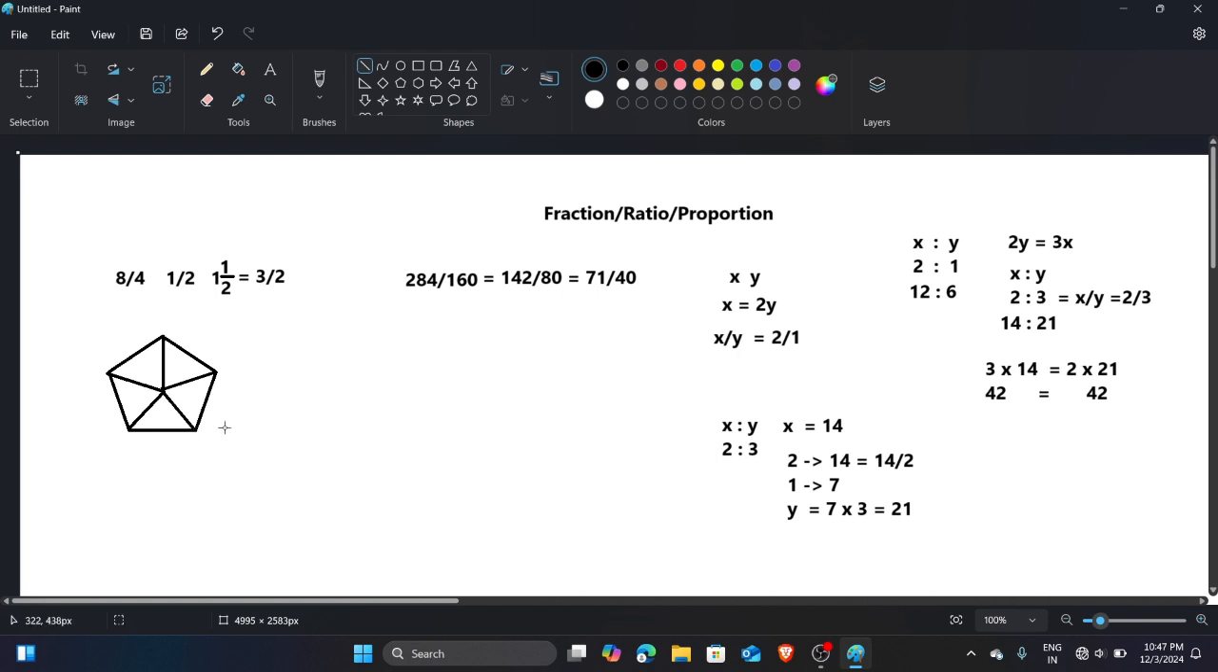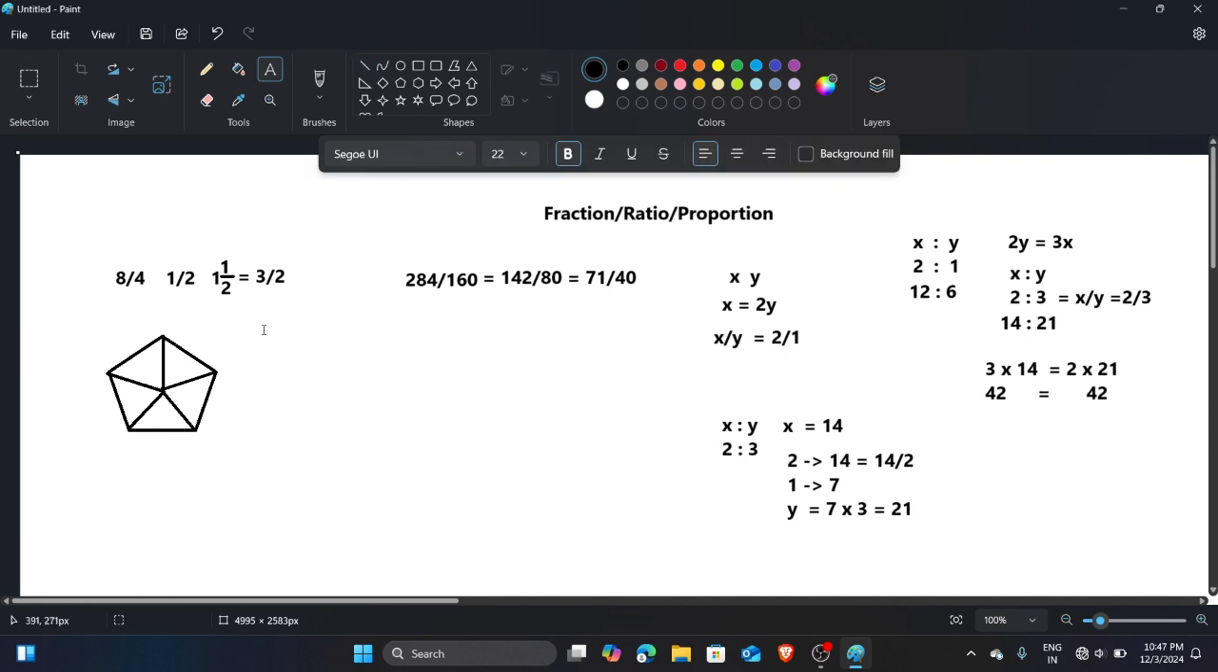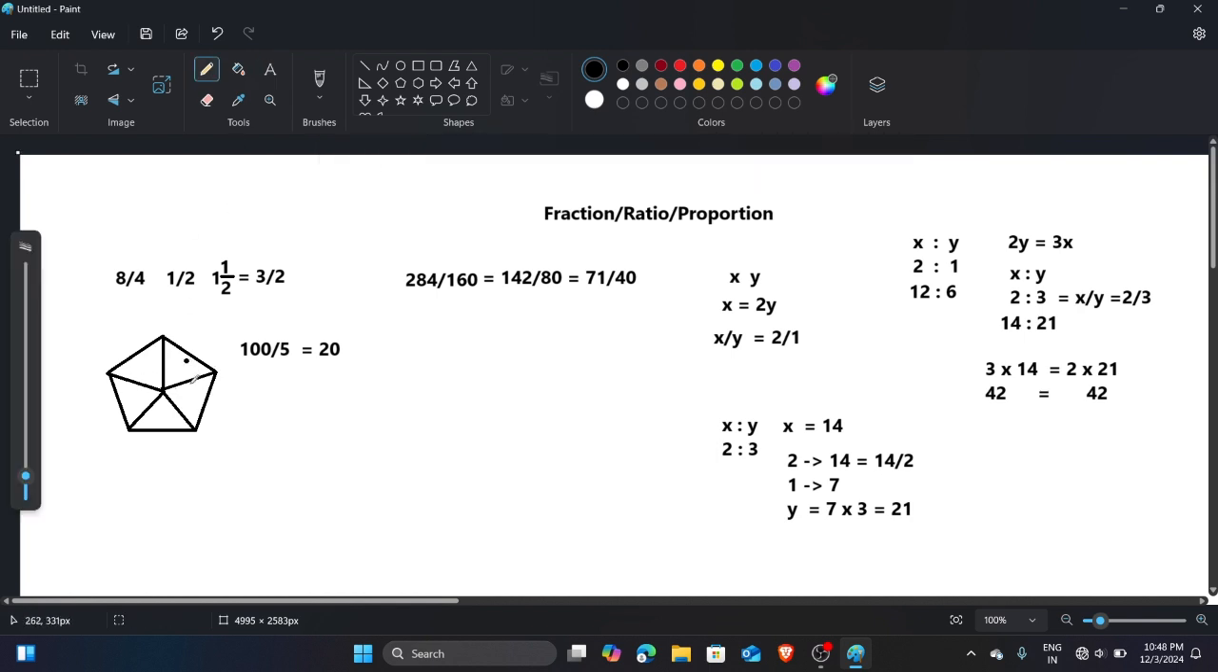This is the field, and you divide this field into five equal parts. Suppose the total area of this field is 100 units. When you divide it by 5, you get 20. So you can see that this portion is 20, this portion is 20, this portion is 20, and so on.